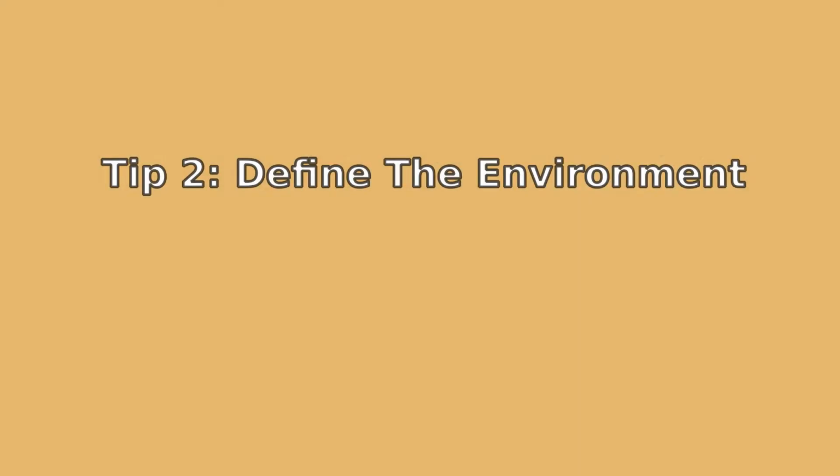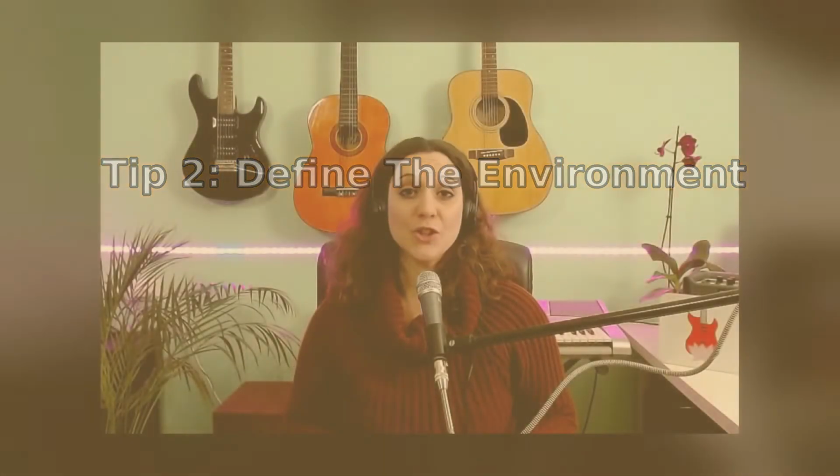Tip number 2, define the environment. The second essential ingredient in a good story, therefore a good song, is the environment. Where is the story set? Are there any elements you can throw in that could lead the listener to perceive what the environment looks like, sounds like, smells like? Let's make an example from the realm of TV, Twin Peaks by David Lynch.